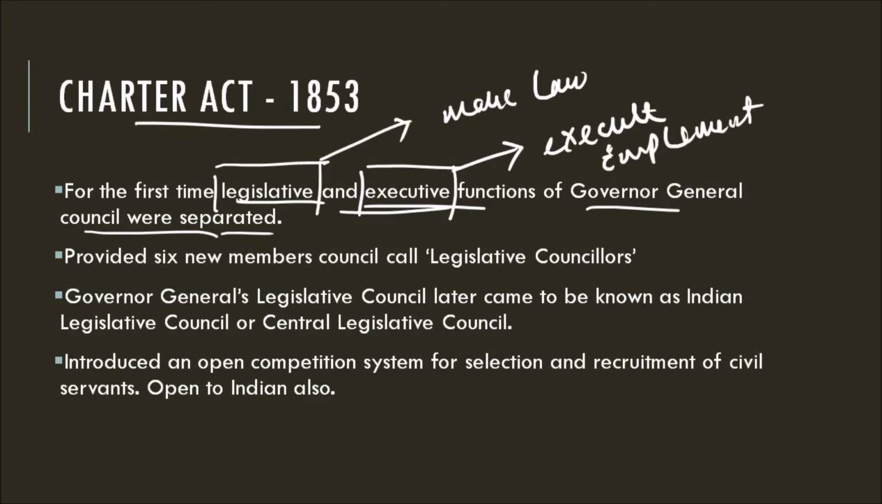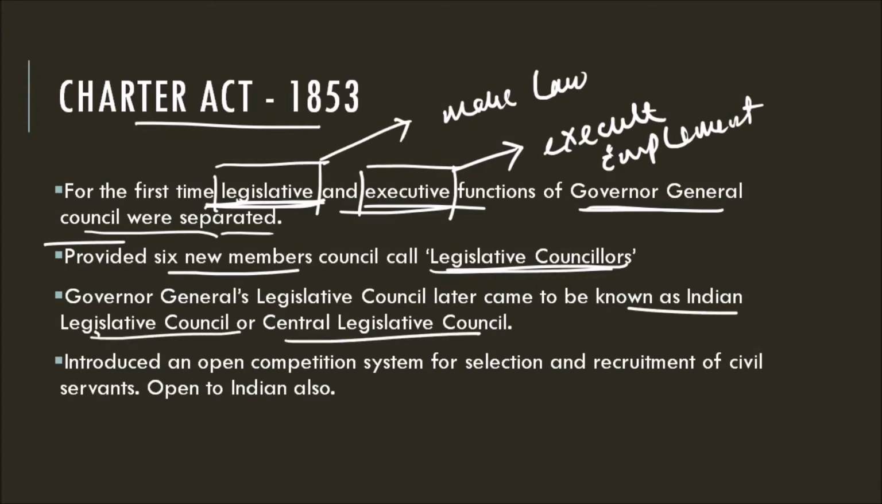This act provided a new 6-member council called the Legislative Council inside the Governor General's Council to look after the legislative work. This Governor General's Legislative Council later came to be known as the Indian Legislative Council or Central Legislative Council. This act for the first time introduced an open competition system for selection and recruitment of civil servants, and this was open to Indians also.